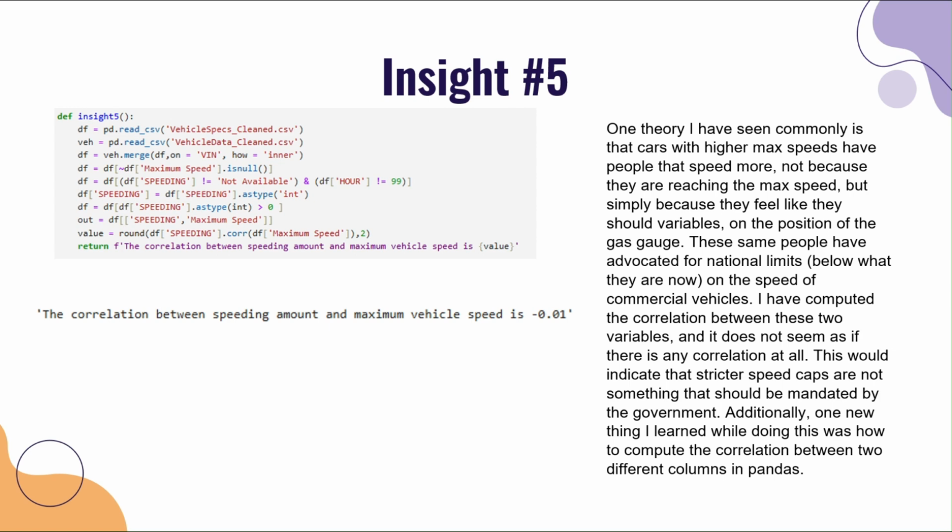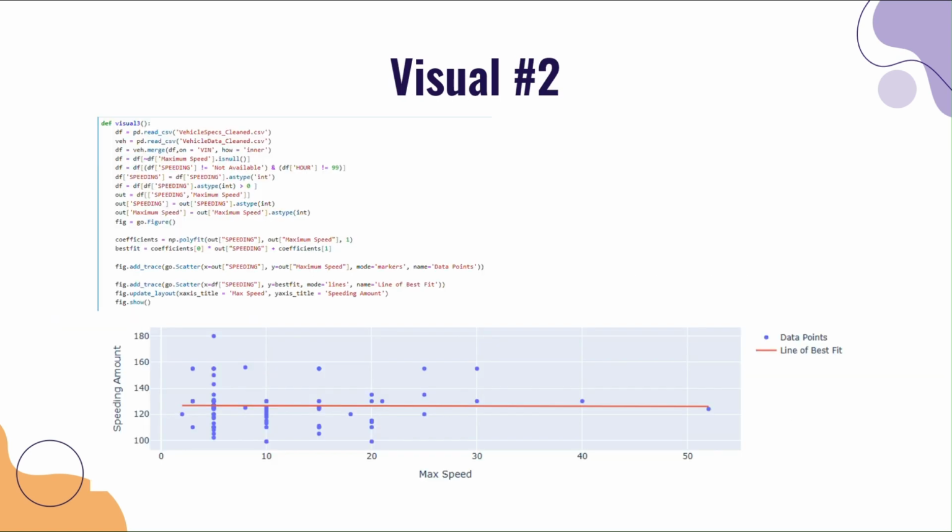And so a visual to go along with this was the scatter plot with the line of best fit. As you can see here, a completely horizontal line of best fit. I mean, just no relationship at all.